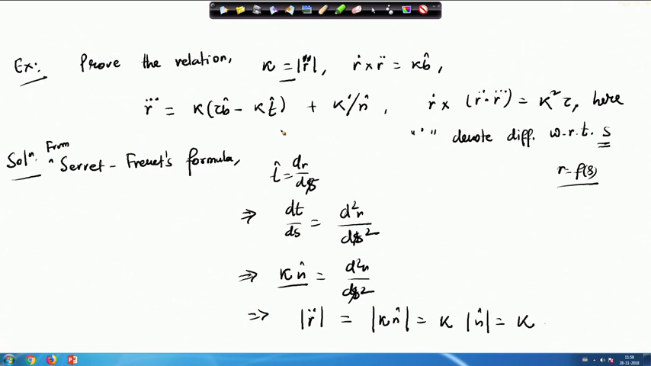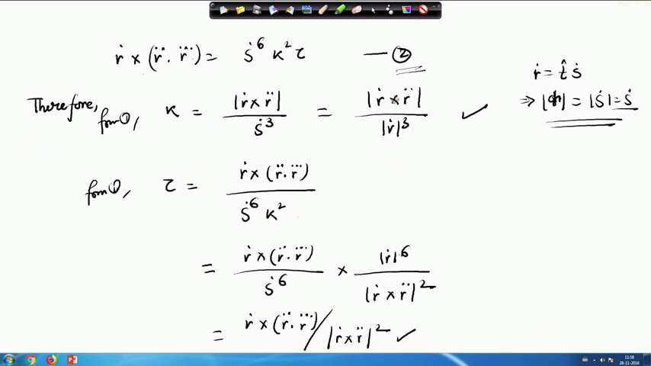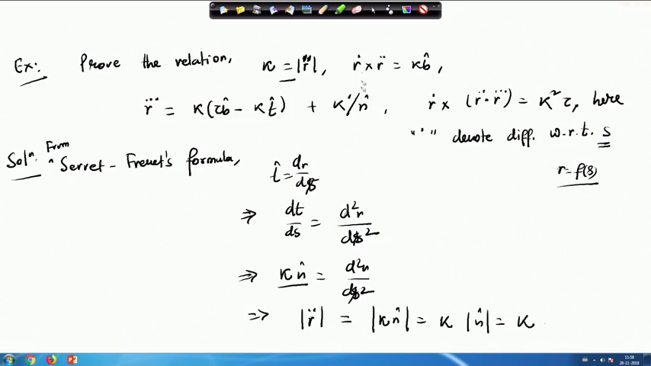So, of course, kappa is basically the magnitude of d square r by ds square. However, in the previous class we saw that kappa is the magnitude of r dot cross product with r double dot, where the dots are with respect to t, when the equation of the curve is r equals f(t). But in this case these dots are with respect to s. That was something I sort of skipped telling you. It's just that these derivatives are with respect to s only.